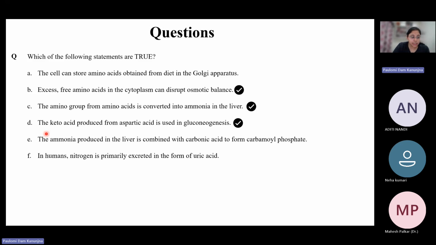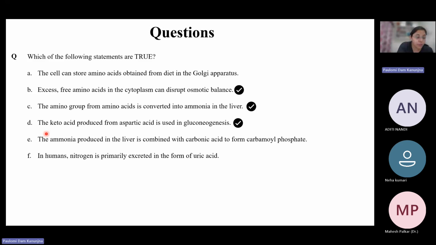Next one said excess free amino acids in the cytoplasm can disturb osmotic balance. Yes, because amino acids potentially can lead to cell swelling and disruption of cellular function. So that's why you don't have free amino acids roaming around here and there. You have amino acids complexed as protein, bound to each other and forming protein.